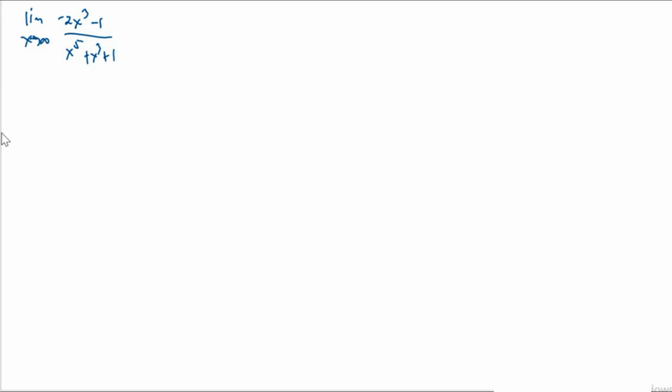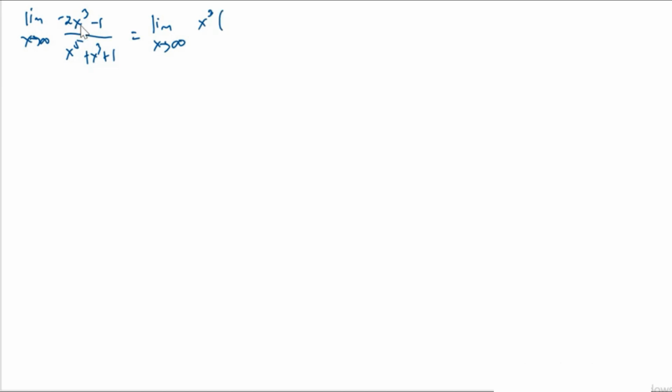Now, for that problem, since the highest power in the numerator is x cubed and the highest power in the denominator is x raised to the fifth power. So in the numerator, the highest power is to the power of 3. So I will write now the limit as x approaches positive infinity. Since the highest power in the numerator is x cubed, then I will divide the given by x cubed.